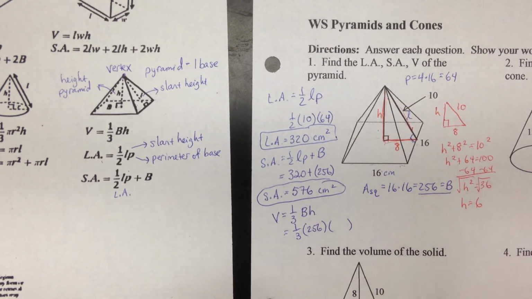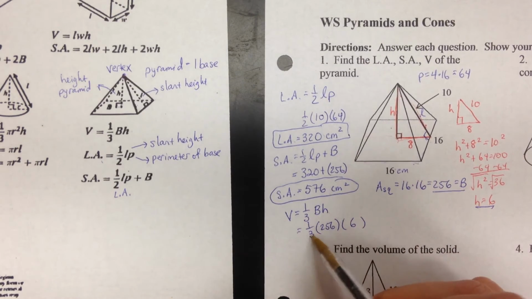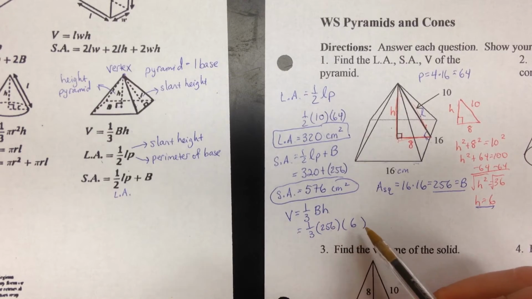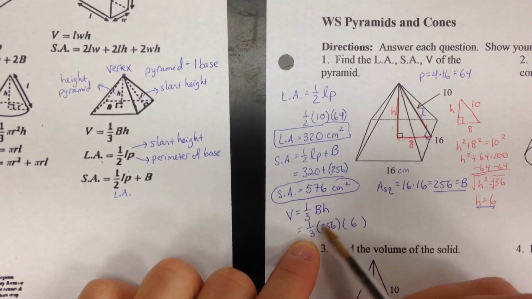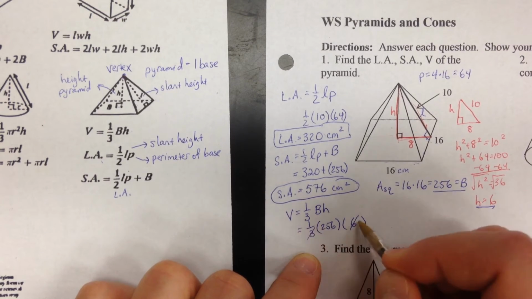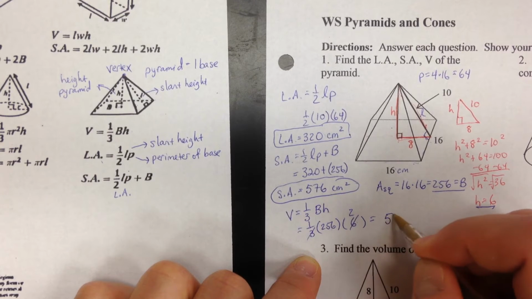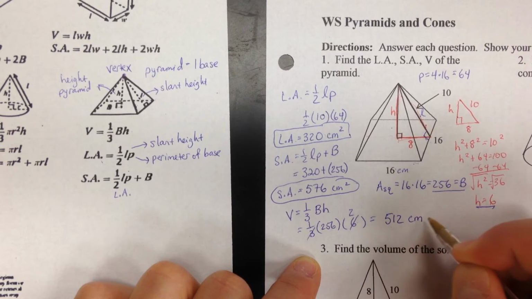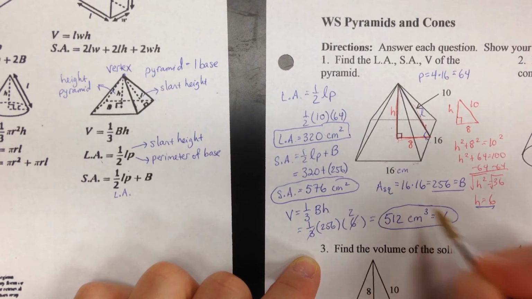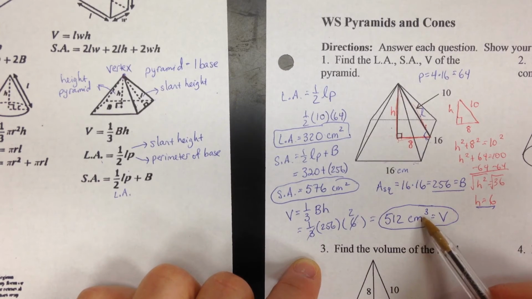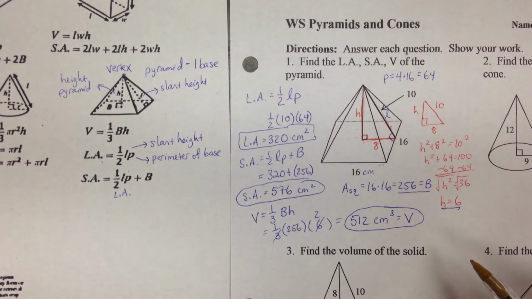So I'm going to take that 6, and I'm going to plug that into the formula here. So it's 1/3 times 256 times 6. Quick way you can do this is you can take 1/3 times 6, which is just 2. 6 divided by 3 is 2, and then 2 times 256 is 512. Now this is going to be units cubed, because that's a volume. Volume's three-dimensional, so it's the units of measurement raised to the third power. Okay, so that's how you do that problem right there.